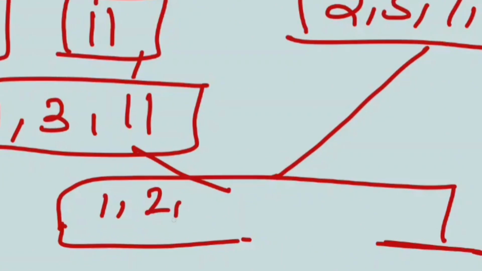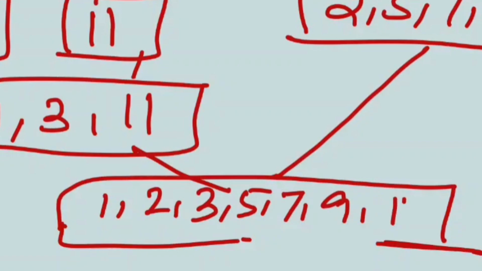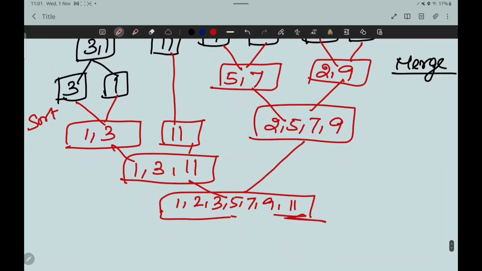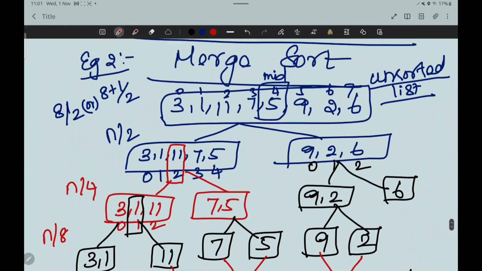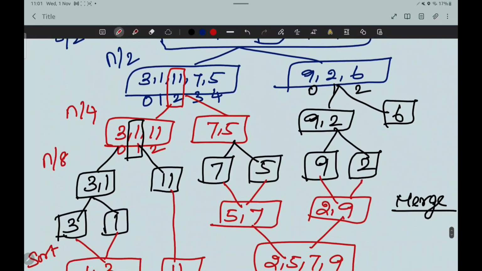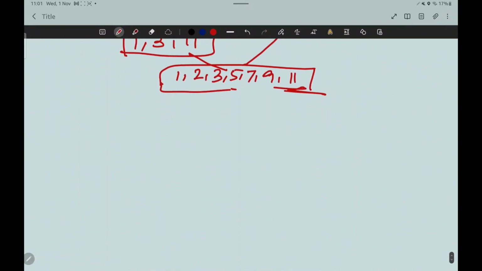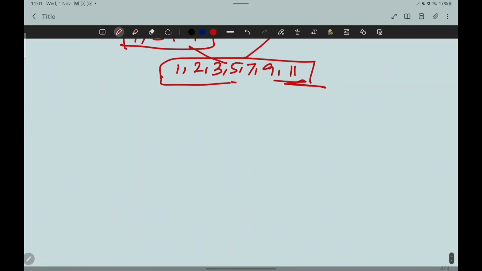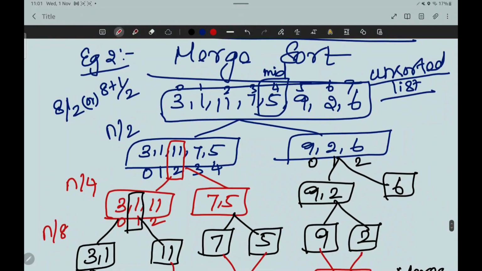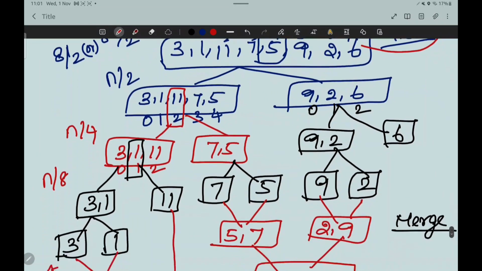Therefore, at last we are getting 1, 2, 3, 5, 7, 9 and 11. So, this is the answer where we are getting the sorted list. So, here in this first case, we have taken the list of element in an unsorted manner.